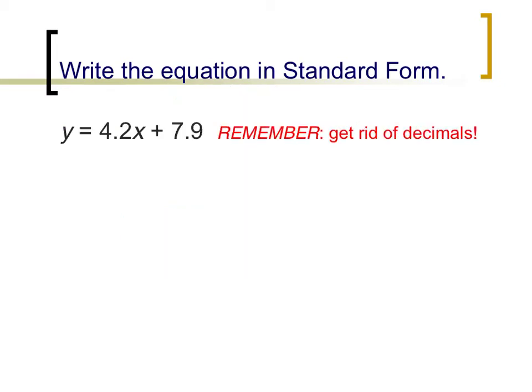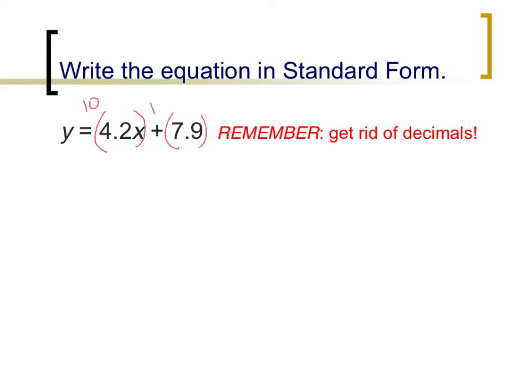Okay, now we want to write this equation in standard form. Notice that I have decimals this time. Again, I want to get rid of those decimals. In order to do that, I essentially need to move my decimal one place to the right in each of these terms. In order to not change the 4 and the 2, but to move that decimal, I'm going to multiply all terms by 10.